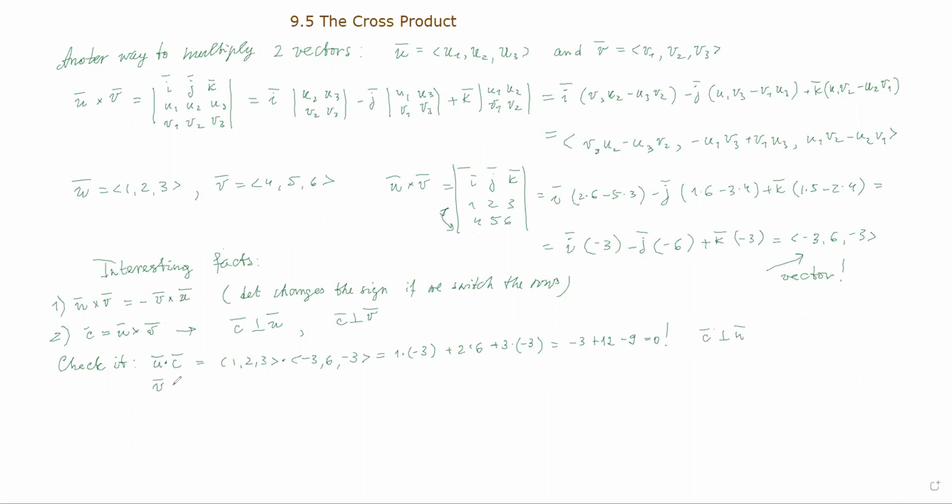Well, let's check if C is perpendicular to v. So again, my vector v is 4, 5, 6. And my vector C, the cross product between u and v, is minus 3, 6, minus 3. So it's 4 by minus 3 plus 5 by 6 plus 6 by minus 3. And I have minus 12 plus 30 and minus 18. Well, you see minus 12, minus 18 are making minus 30, and this 30 with plus, so it's 0 again. So cross product is perpendicular to vector v.